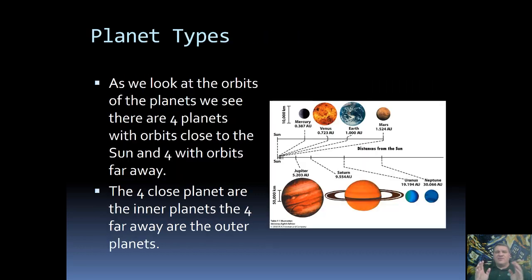As we look at the planets, we can separate them into two groups. There are 4 planets that are close to the Sun. These are often referred to as the inner planets. And then there are 4 planets that are far from the Sun. These are often referred to as the outer planets. Now, although we can group them based on distance, we can also group them on properties.